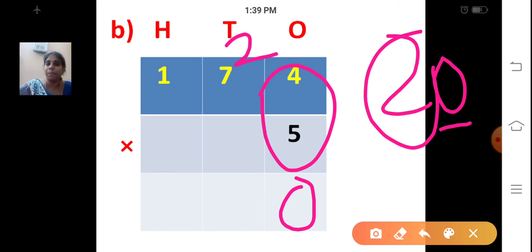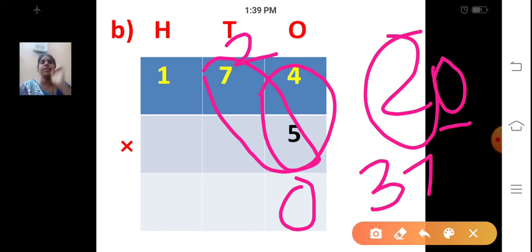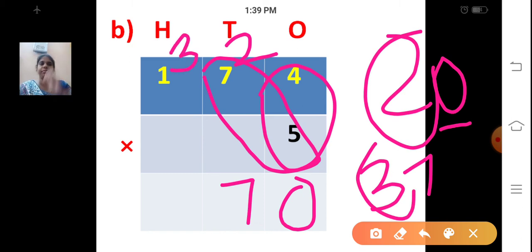Now let's multiply the digit at the tens place by this number 5. 7 5s are 35. 35 plus 2. Don't forget to add the carried over part. 35, 36, 37. Again, it's a 2-digit number. So, write 7 here. This 3 will be carried over to the next place.